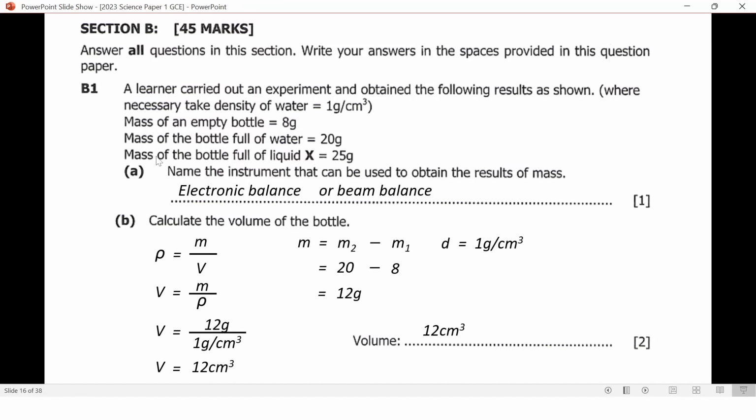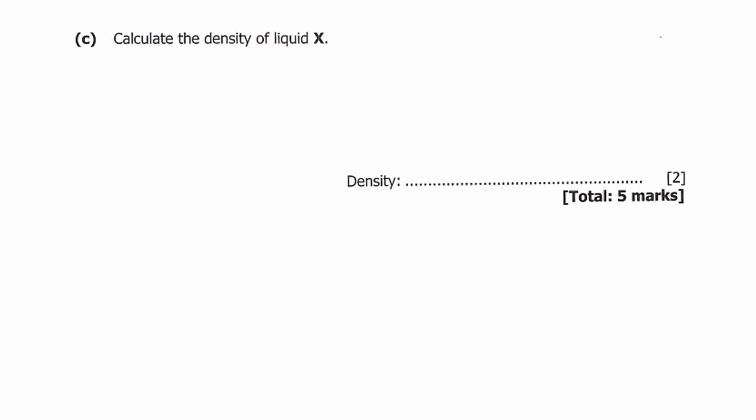But here they're saying the mass of the bottle full of liquid X is equal to 25, meaning in this 25, there are two masses. One, the mass of the bottle, two, the mass of liquid X. So to know the mass of liquid X, we must first get this minus the mass of the empty bottle. So that's how we work here.